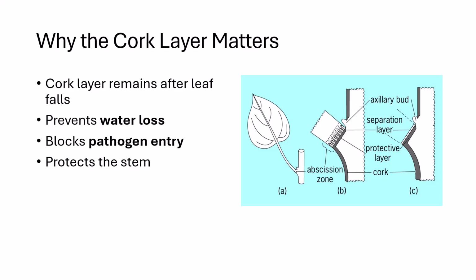The cork layer is critical because once the leaf falls off, the plant is left with an open surface. That cork layer seals the stem, helping prevent water loss and keeping pathogens out. So abscission isn't just about getting rid of a leaf, it's also about protecting what's left behind.